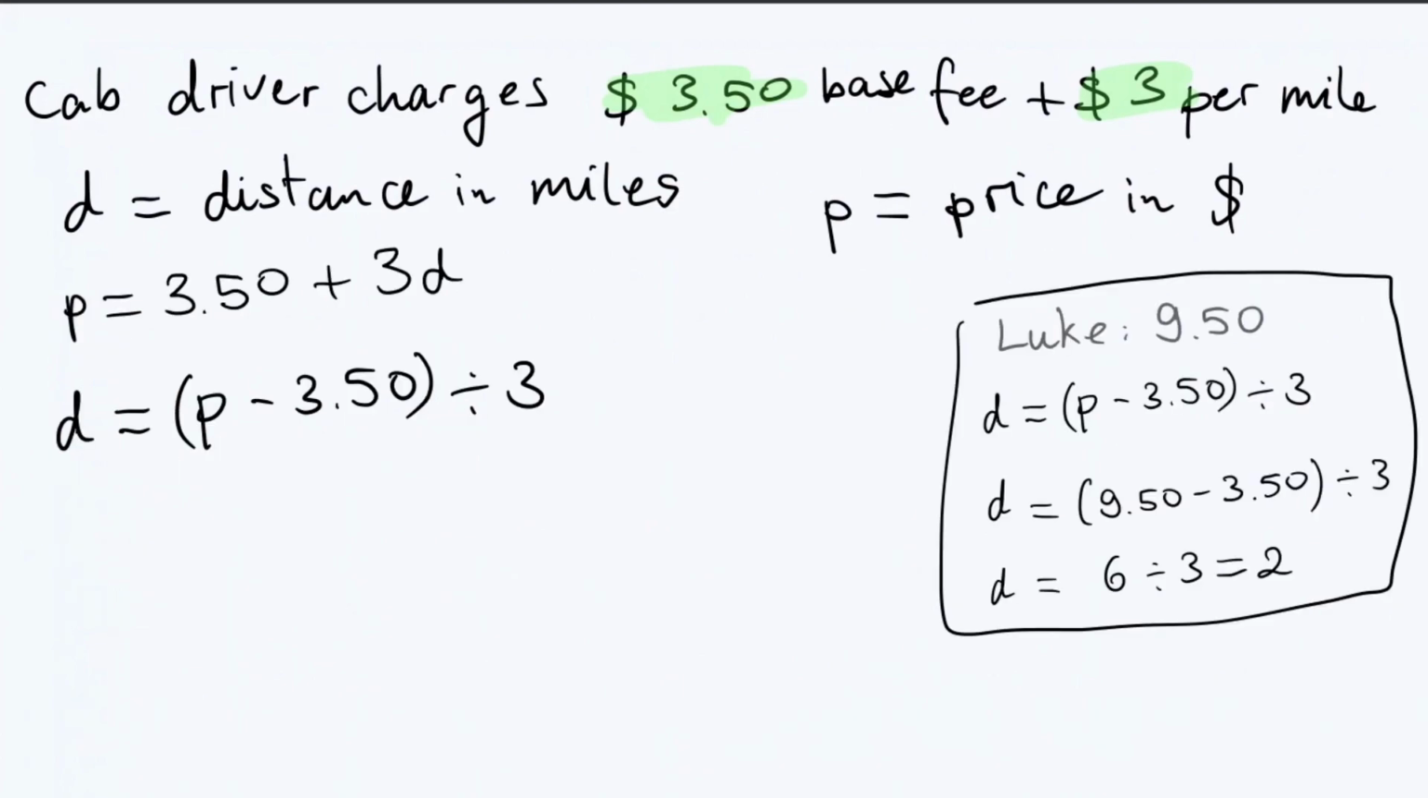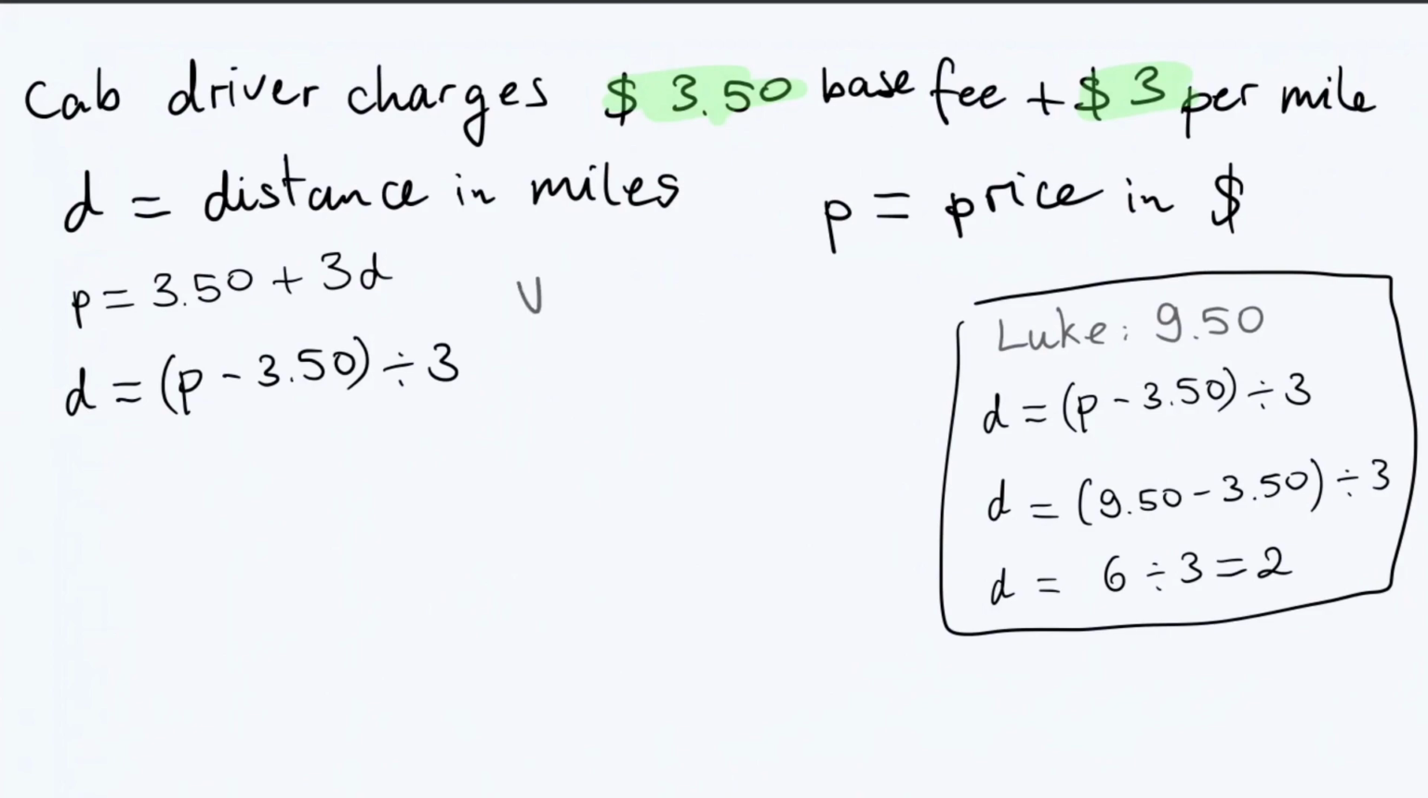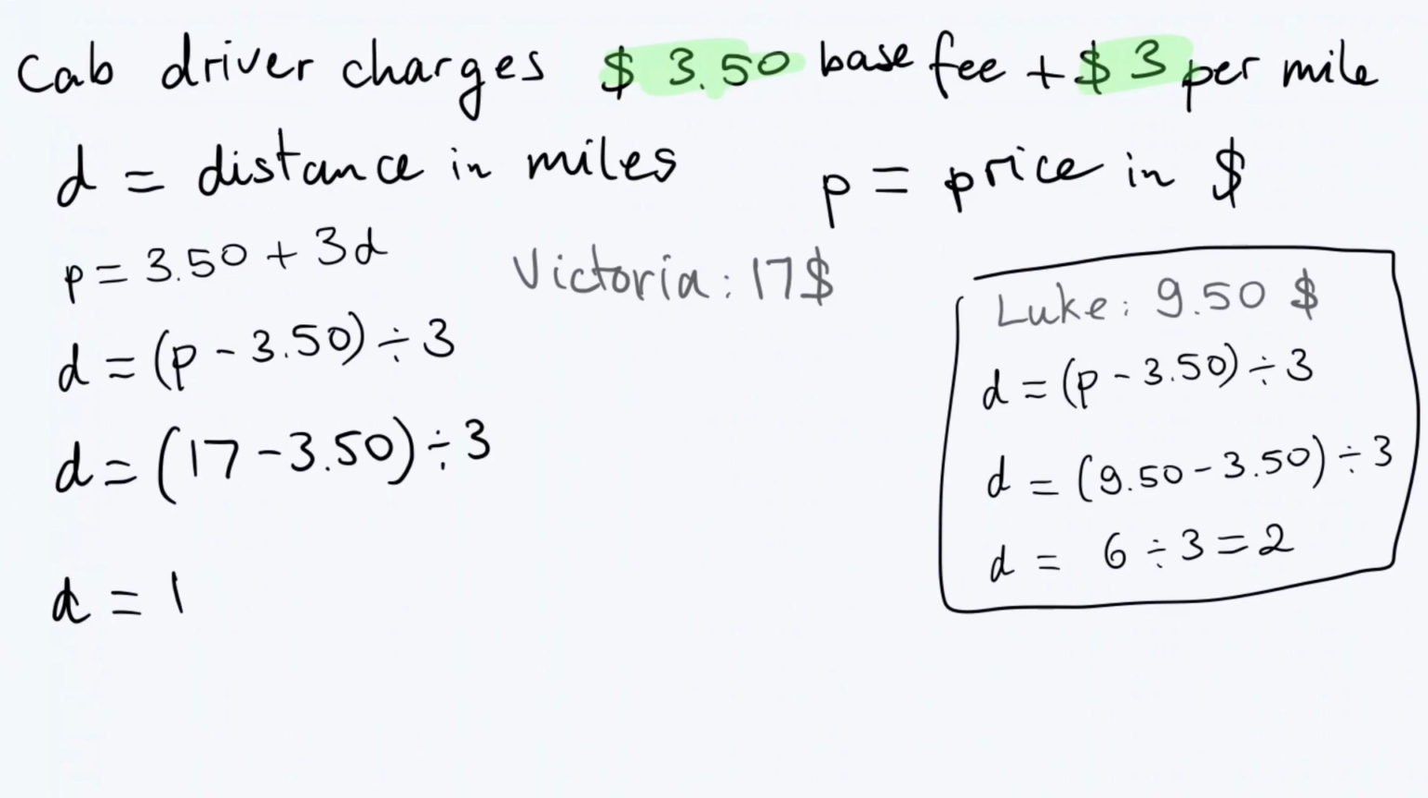Let's do another example real quick. Say we have Victoria, who pays $17. So as we did with Luke, we go from price to distance. So we use this version here of the equation. Plugging the numbers, we get, for $17, Victoria has traveled 4.5 miles.